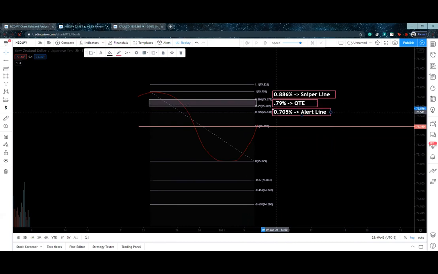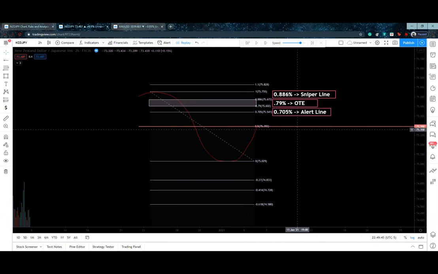A lot of my student traders that I've personally trained end up using the 705 line as kind of a get-ready-to-enter type thing, because a lot of them may not like using limits, which is completely fine.